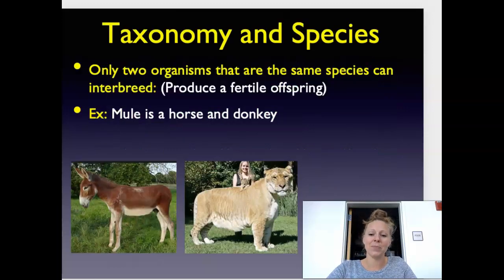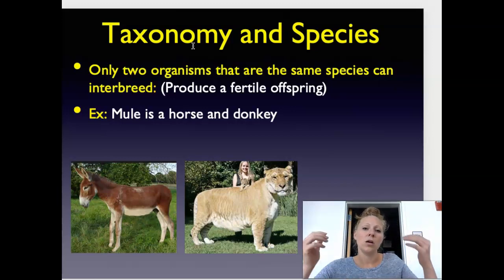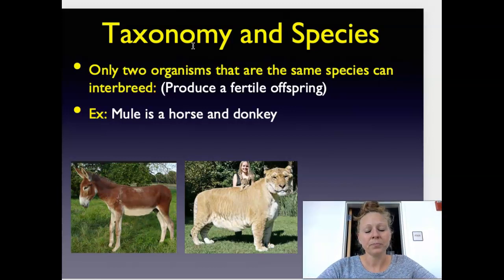And here's our last slide. And luckily it includes something cool like a liger. So what is the definition of a species? A species is a group of organisms that are in the same species and can interbreed and produce a fertile offspring. So what does this mean? Well, if you have a horse and a horse mating, they can interbreed and produce a baby horse. And that is because they're in the same species. But if you have a horse and a dog, they can't interbreed and produce a fertile offspring. And so therefore, they're two different species.